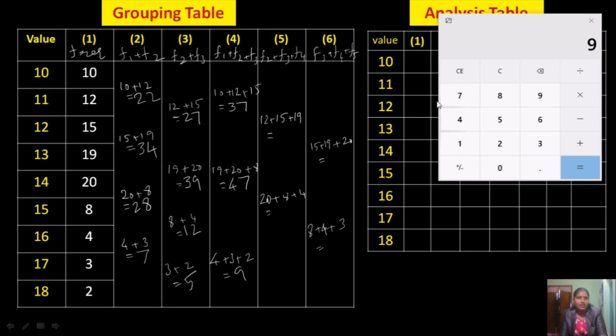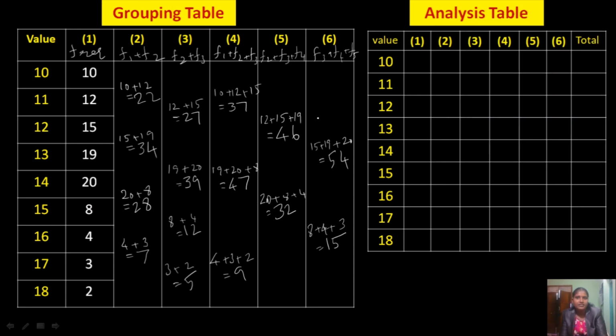Now under 5, we have 12 plus 15 plus 19, that is 46. Then 20 plus 8 plus 4, we have 32. And then 15 plus 19 plus 20, we have 54. And then 8 plus 4 plus 3, we have 15.